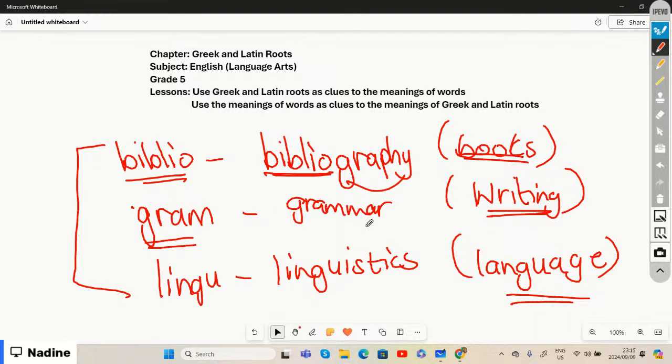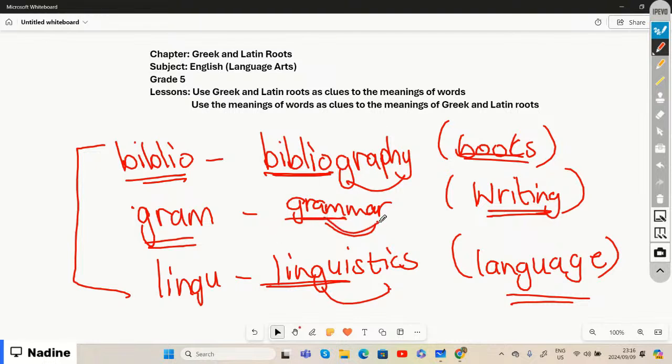bibliography. There we have gram for grammar. There we have lingo, which is linguistics. Which means that it's not saying that bibliography is books, but bibliography is to do with books, or it is of books, and it's a list of, let's say, books or articles or authors and stuff that we write down to show that we got it from those specific books and articles.